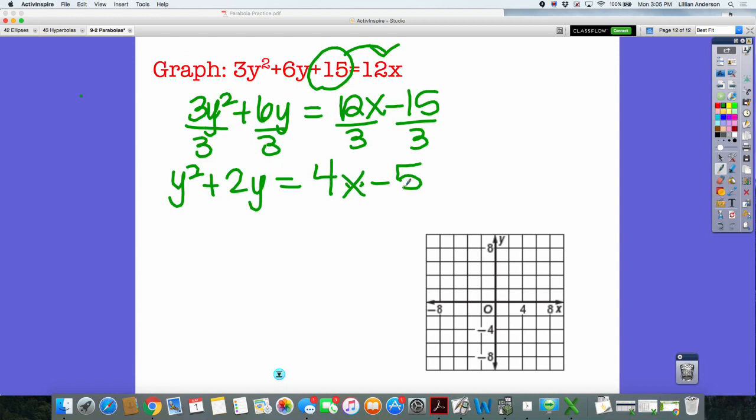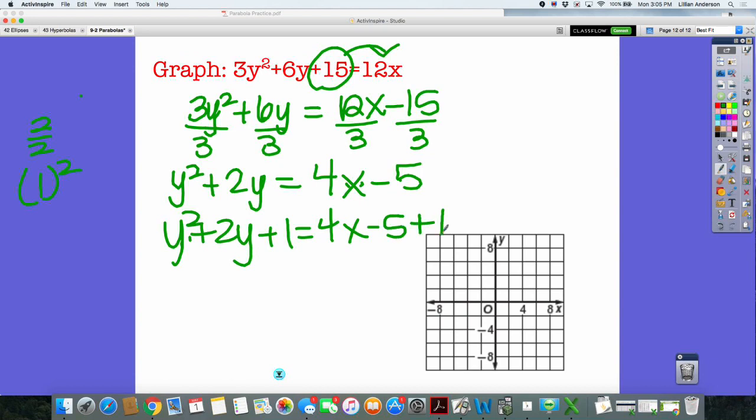Now from here, you take half of b and square. What's b? When you take half of it, you get? When you square it, you get? So it's going to be y squared plus 2y plus 1, and then 4x minus 5 plus 1. How does the left factor? Y plus 1 squared equals 4x minus 4.